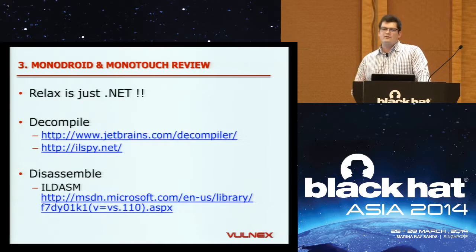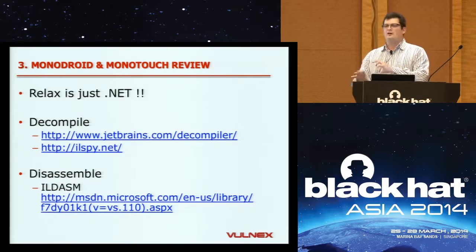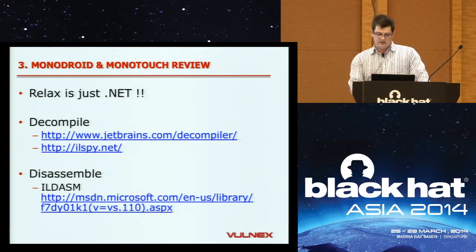How do we want to review this? This is quite easy, right? It's .NET, and we have been doing .NET reversing for a long time. I guess many of you are really familiar with it, so it's just regular .NET reversing. We just take all these DLLs and use different tools, like decompilers and disassemblers, and then we can get the entire code of the mobile application there.